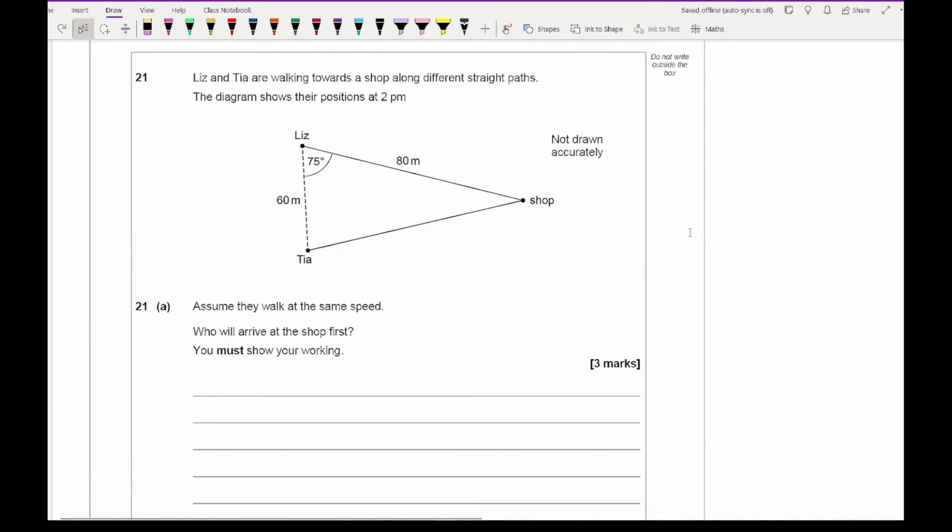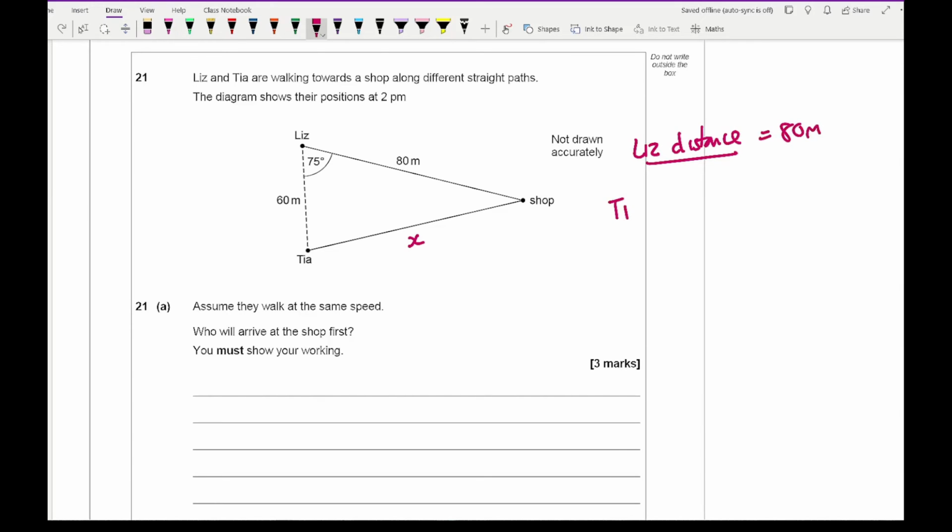Then looking at question 21, it says Liz and Tia are walking towards a shop along different paths. The diagram shows their position at 2 p.m. Assume that they walk at the same speed. Who will arrive at the shop first? So if their speeds are the same, it's all about who walks the shorter distance. So what we need to do is work out the distance of Tia to the shop. Now if I put an X there, we notice that Liz's distance is going to be 80 meters to the shop.